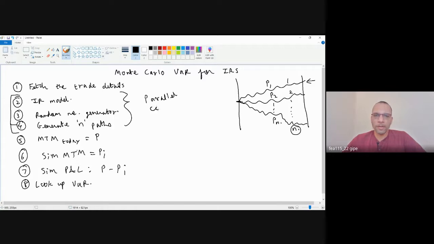So before we go to parallel computing, any questions on this? So the approach is very similar to historical simulation VaR. The only thing is, rather than depending on historical data, we are just simulating new data and using it.